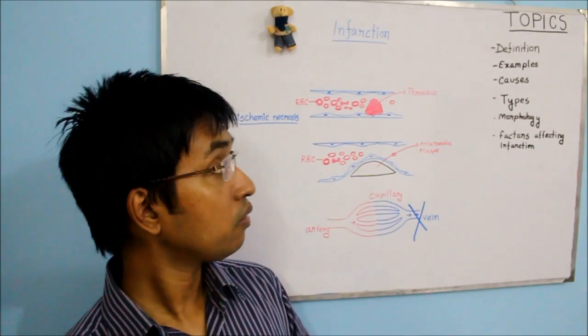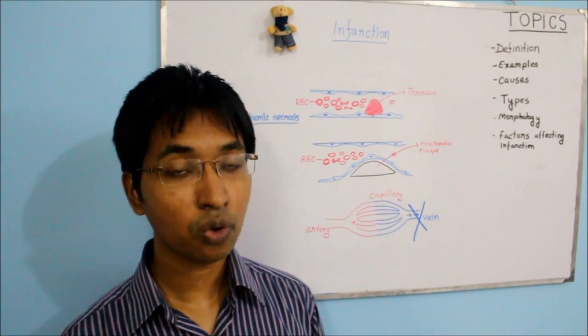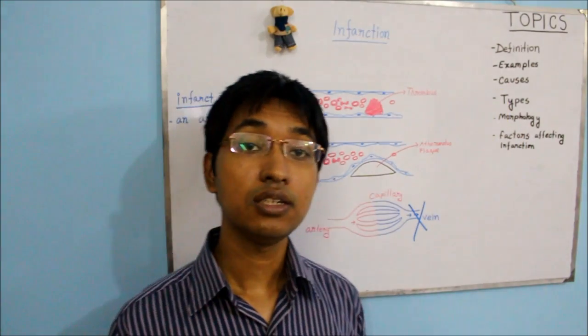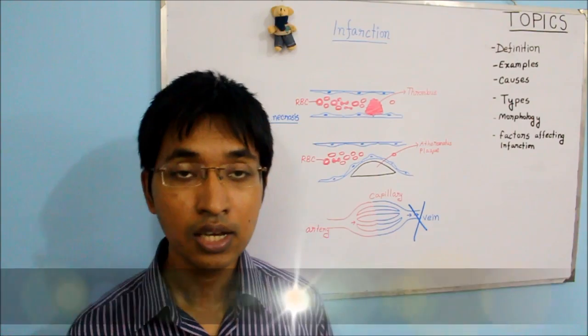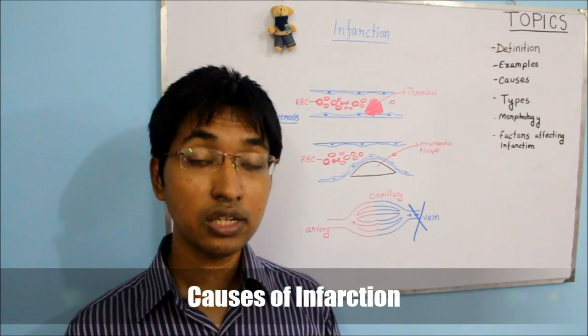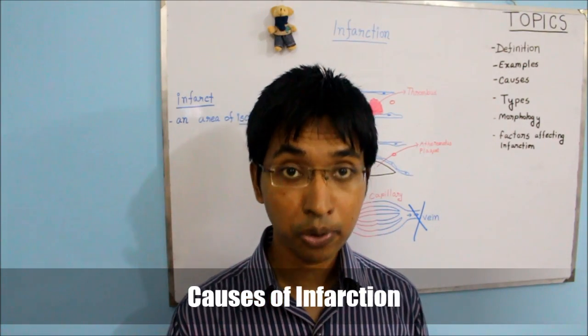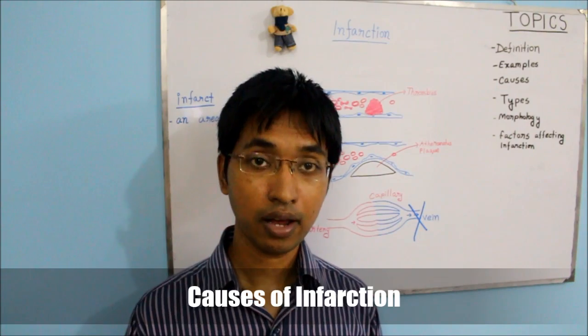So now that we have mentioned some examples of infarction, we will move on to the next point and discuss different causes of infarction. The most common causes of infarction include thrombosis and embolism in the arterial supply.